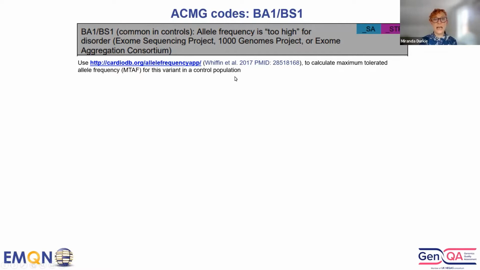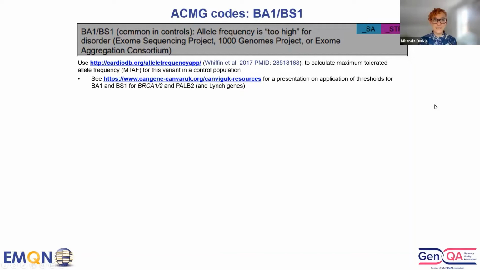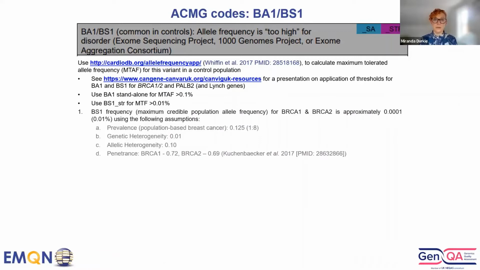And this can be used to calculate your maximum tolerated allele frequency for the variant in a control population, such as gnomAD. It can seem a little bit complicated, but the good news is that you don't need to do this because actually all that work has been done for you. So there, again on the CanBIG website under resources, there's a presentation on the application of the different thresholds for BA1, BS1, plus worked examples for BRCA1, BRCA2, PALB2, plus the Lynch genes. So I've included some of the calculations here. I'm not going to go through it, but we calculated that you could use BA1 standalone if the maximum tolerated allele frequency is greater than 0.1% and BS1 strong at 0.01%.